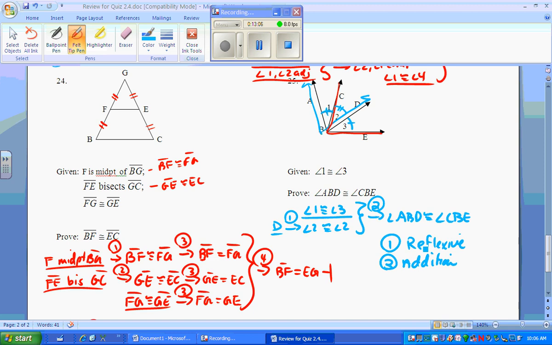Do you have to use this idea? No, but that's the best way to do a question like this. So that's what I would use, that new idea of reflexive and the addition, to be able to do this one. Hopefully this review video helps you understand proofs a little bit more.